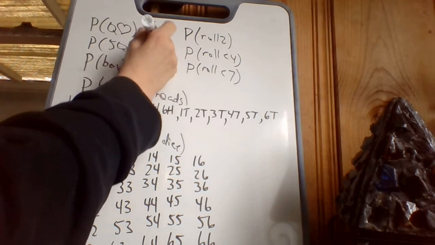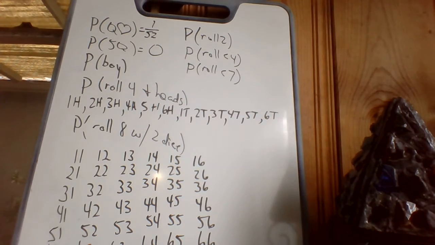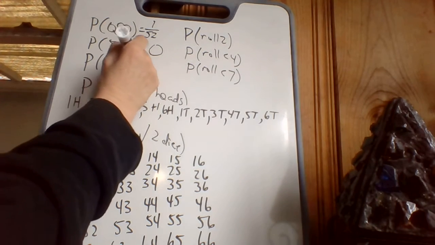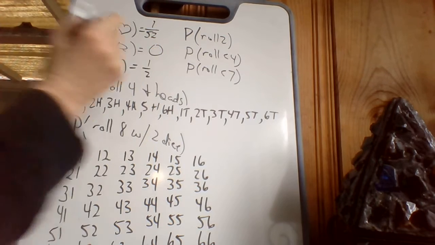5 queens in a row, we already did that. It's impossible. There's no way to have a poker hand of 5 queens. Probability of a boy, again, we already did that. That's 1/2 or 0.5.